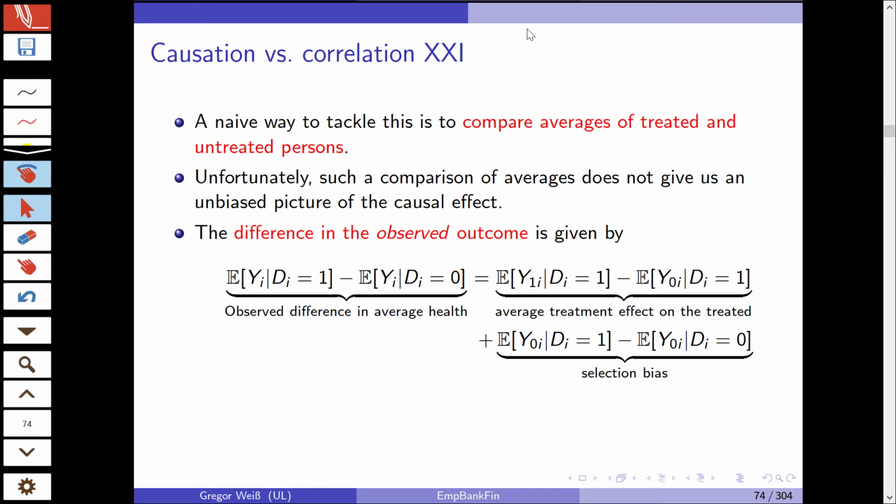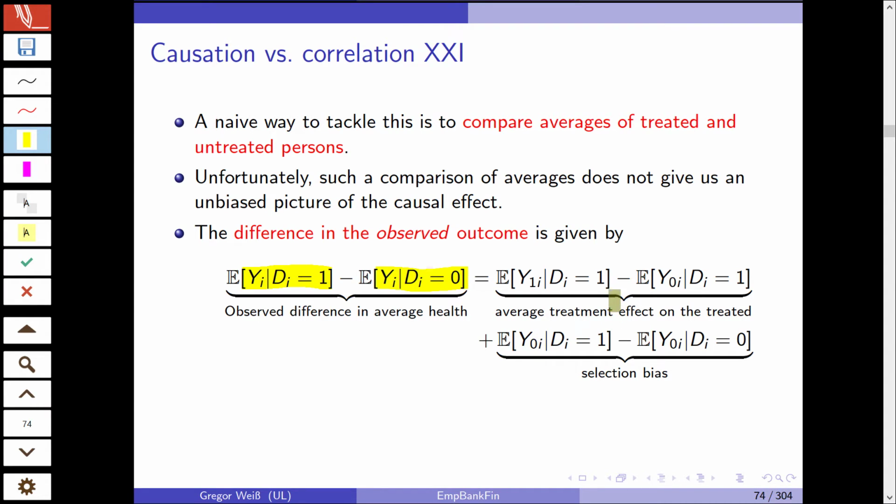So a naive way to tackle this is to compare the averages of the treatment group and the control group, persons that have been treated and persons that have not been treated. And unfortunately, such a comparison of averages does not give us an unbiased picture of the causal effect. Why? Now what we can observe is on the left-hand side. We can observe the health outcome of those who have been treated and the health outcome of those that have not been treated. And as you can see, we're taking the expected value, so it's in expectation the average.